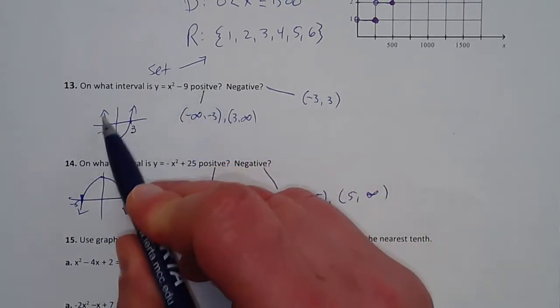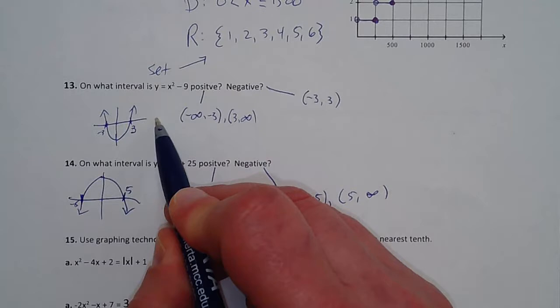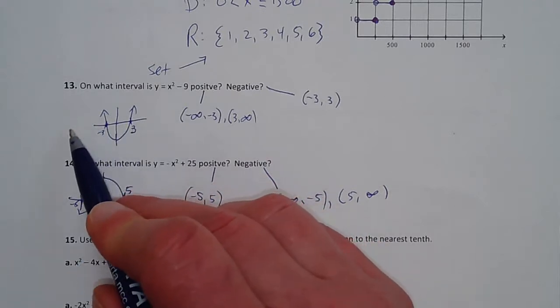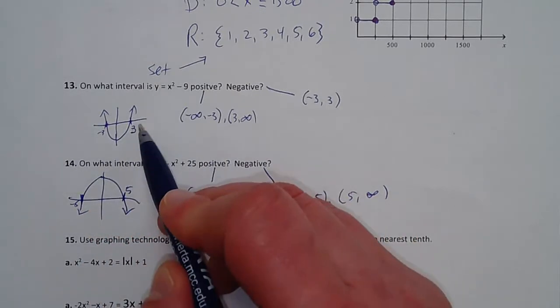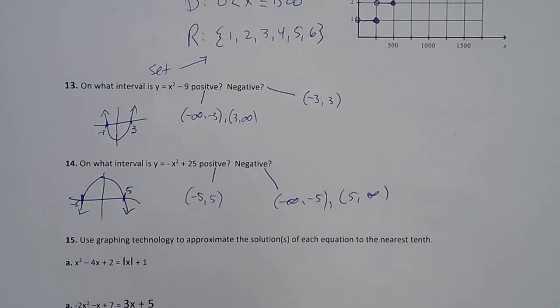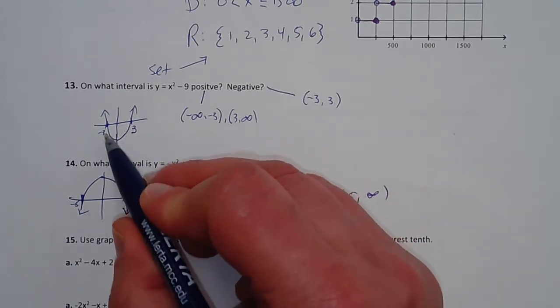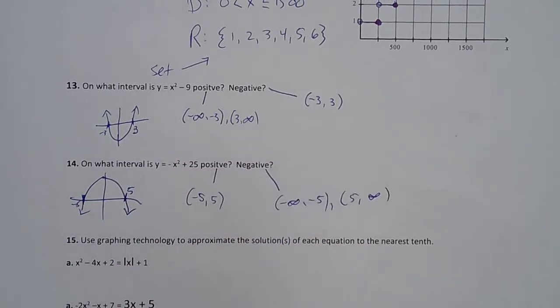And so it's positive here and here. That's when it's above the x-axis. So I said from negative infinity to negative 3 and from 3 on to infinity. The negative interval is from here to here, negative 3 to 3.